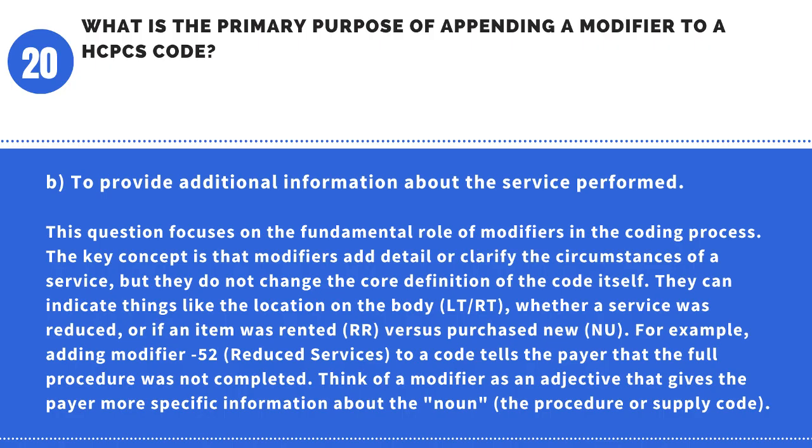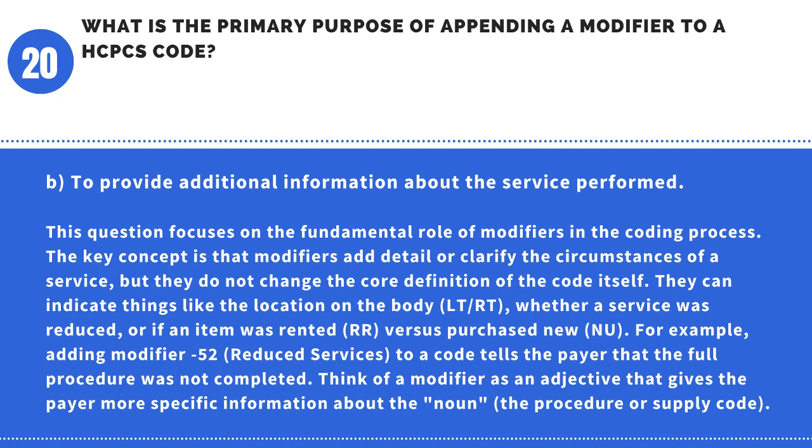This question focuses on the fundamental role of modifiers in the coding process. The key concept is that modifiers add detail or clarify the circumstances of a service, but they do not change the core definition of the code itself. They can indicate things like the location on the body LT/RT, whether service was reduced, or if an item was rented, R versus purchased new, NU. For example, adding modifier -52, reduced services, to a code tells the payer that the full procedure was not completed. Think of a modifier as an adjective that gives the payer more specific information about the noun, the procedure or supply code.